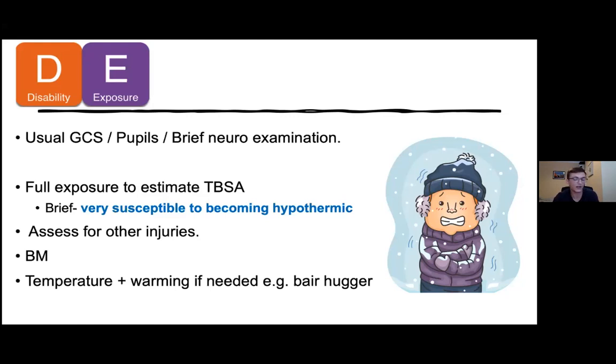And as we mentioned earlier, patients are really susceptible to becoming hypothermic. So maybe expose one area of the body at a time, and try and keep them warm. Maybe think about getting all these specialities involved at the same time, so you only have to fully expose the patient once. And also important to do a normal primary survey to assess for any other peripheral injuries, because as we mentioned, there might be trauma involved.